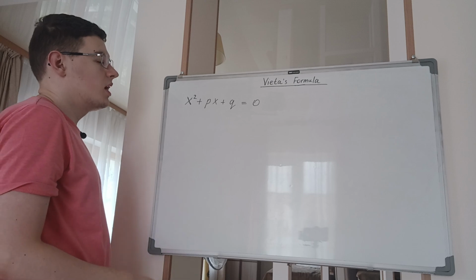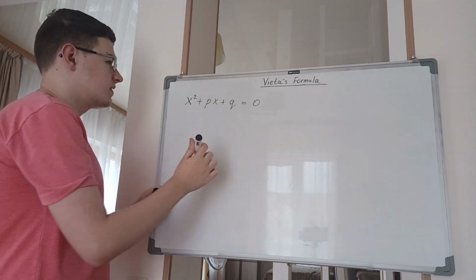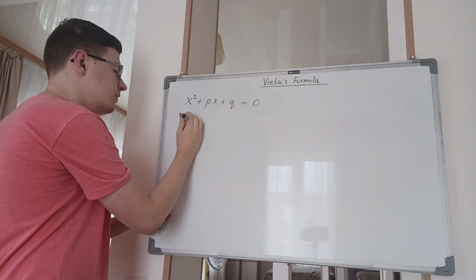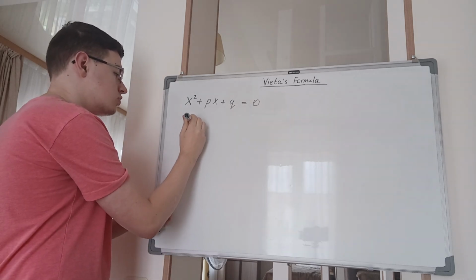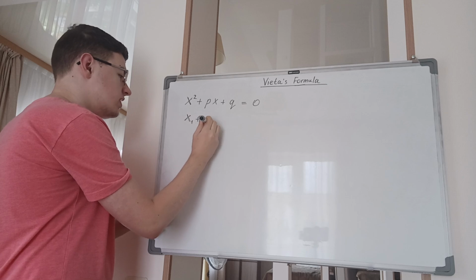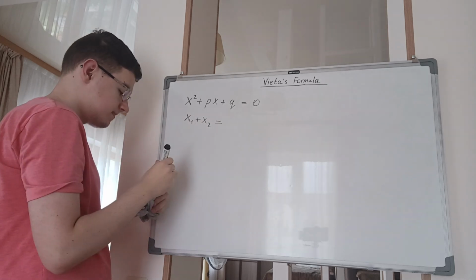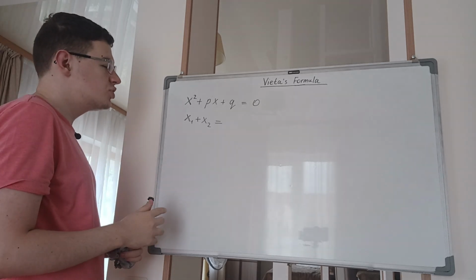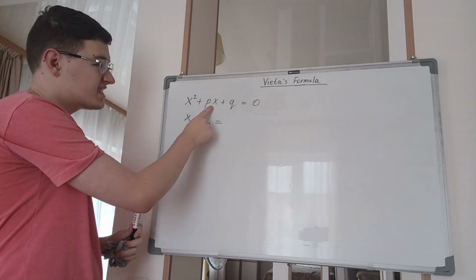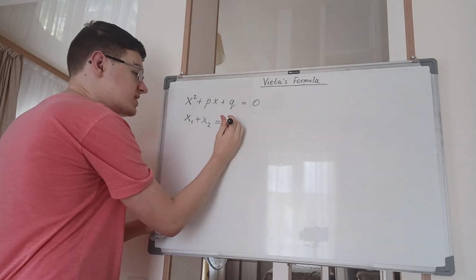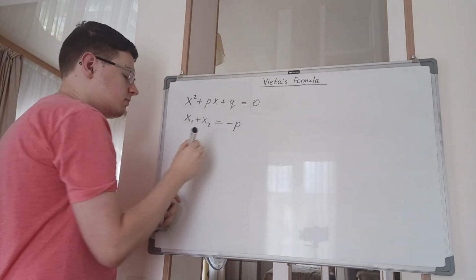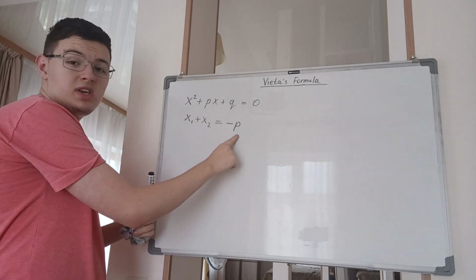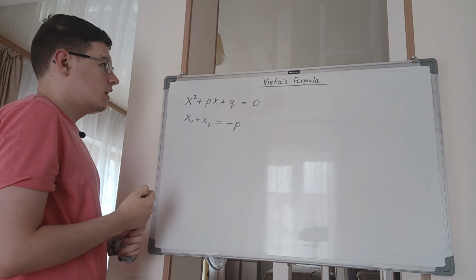So this Vieta's formula tells us that if we sum the roots of this equation, let's assume that there are 2 roots, and if we sum them, then we should receive the coefficient that stands next to x, however with the opposite sign. That means if we have plus p here, then we should have minus p here, and vice versa.